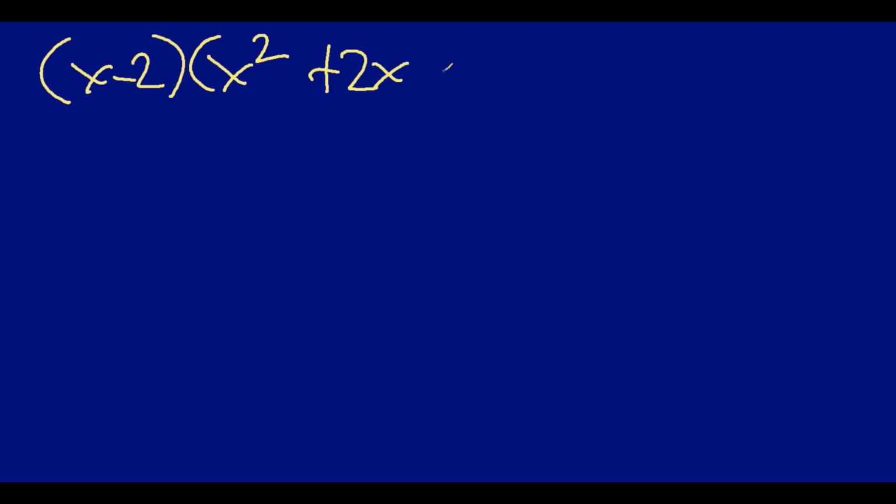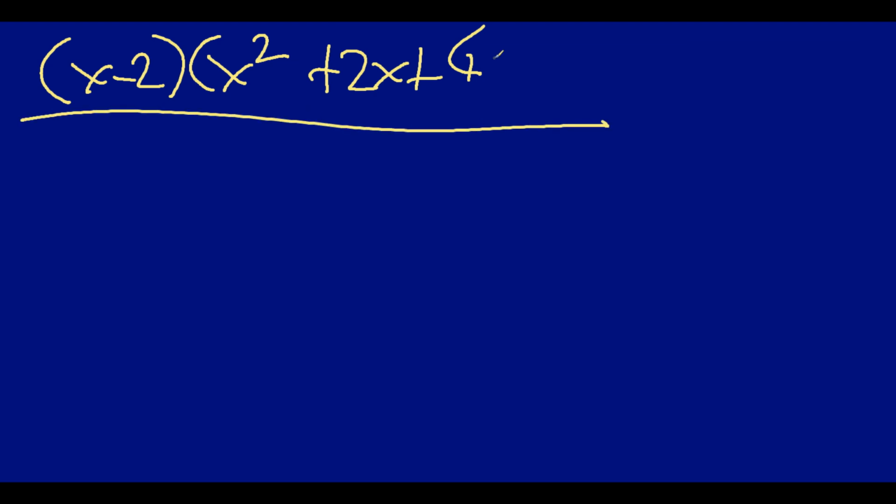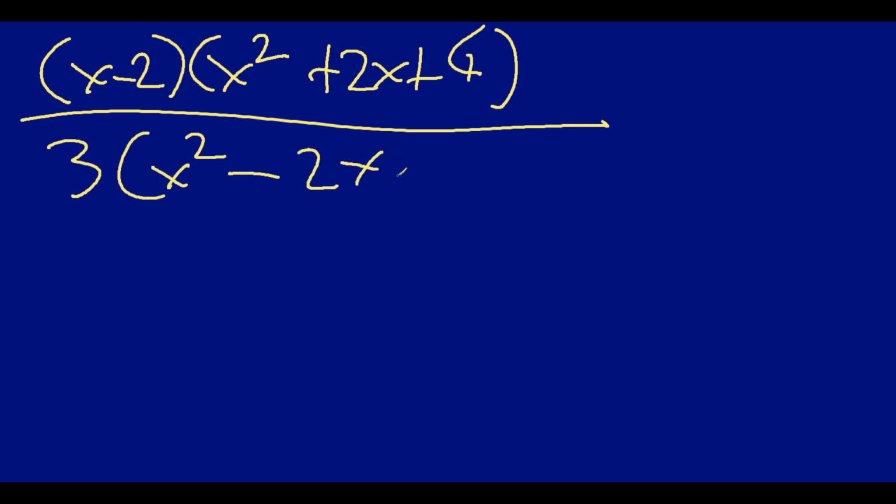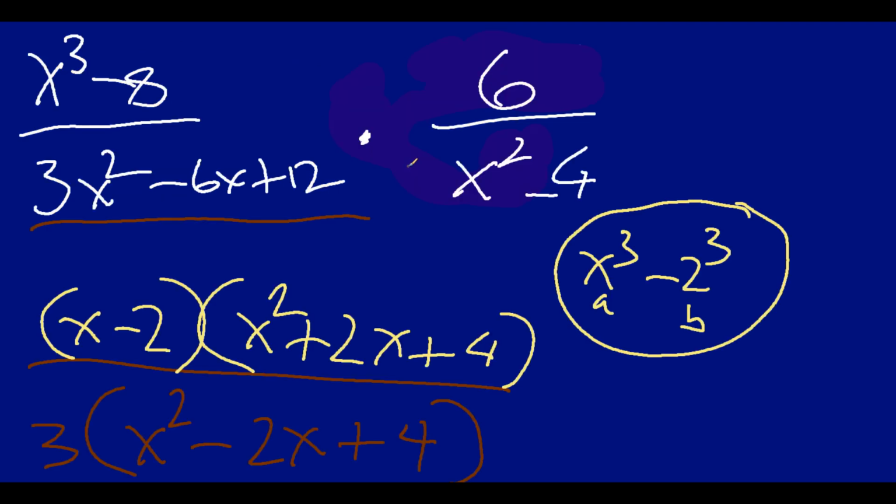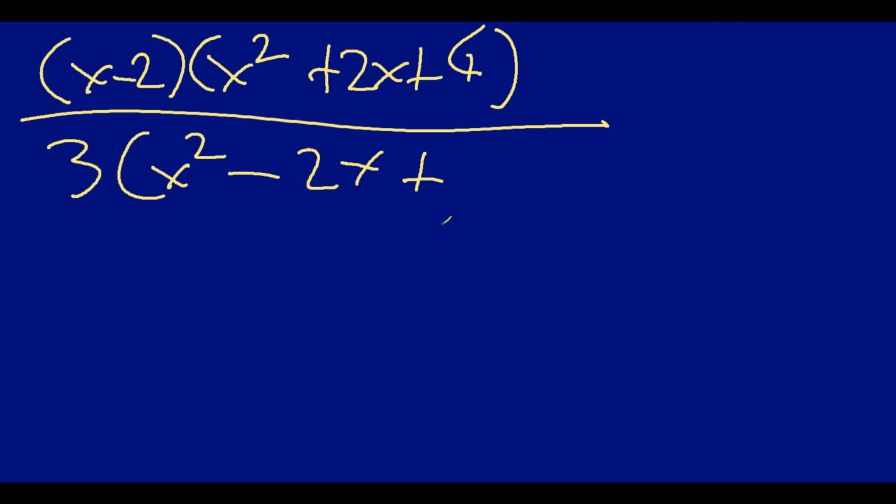Let's move to the next page to get a little more space. I'm going to rewrite what's already been completed. Up at the top, I have x minus 2 times x squared plus 2x plus 4. Underneath that, I have 3 times x squared minus 2x plus 4. That's what we have. Now we need to deal with the other fraction.